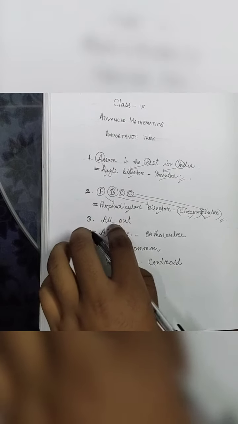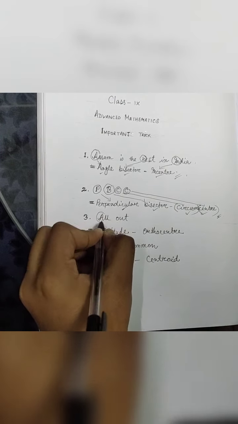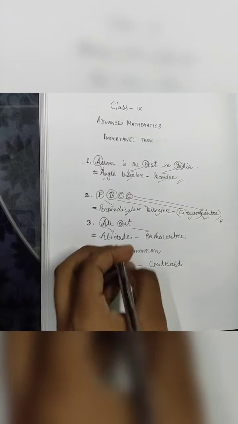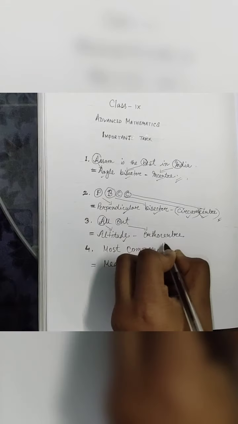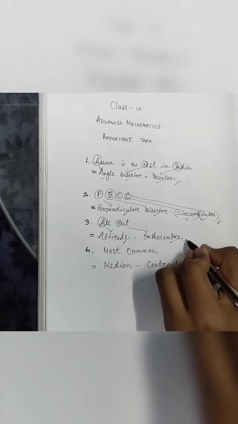And the third trick is ALL OUT. All out is also a common word, because all out means that all has been finished. This is not very hard to remember. Here mainly you need to remember the A, or you can say AL, but I give A because A represents the altitude. And from out you need to remember O, because O represents orthocenter. So if you remember A and O, A represents altitude, O represents orthocenter, and totally it becomes that altitude cuts at the orthocenter.